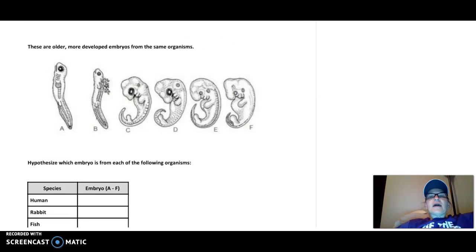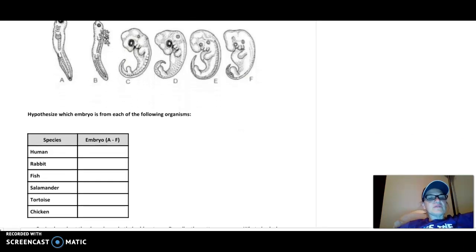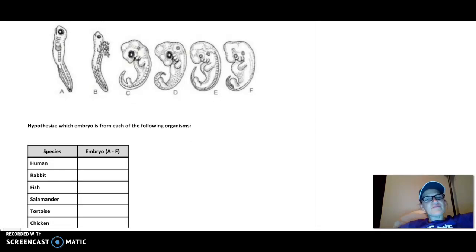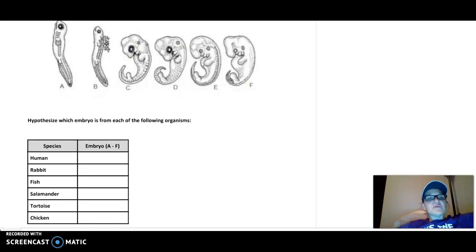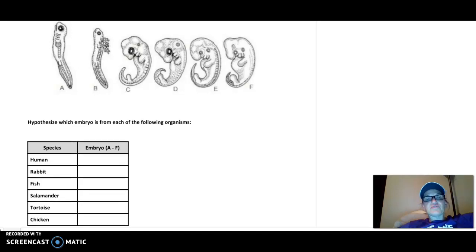Okay, now you go to the next page, and these are the same 6 embryos, but these are older, a little bit more developed embryos of the same organisms. They just have been able to continue to grow, develop, and differentiate. Now, looking at them, go ahead and check again. Don't go back and change your first ones, but are you able to indicate what's what when you look at these a little bit more developed embryos? Again, you're predicting, you do not have to be correct. Predict which one you think is the human, the rabbit, the fish, the salamander, the tortoise, and the chicken.